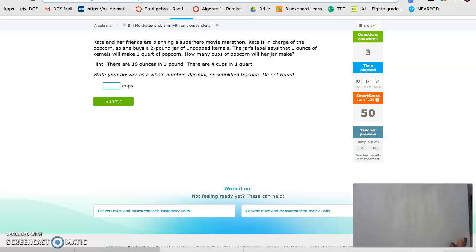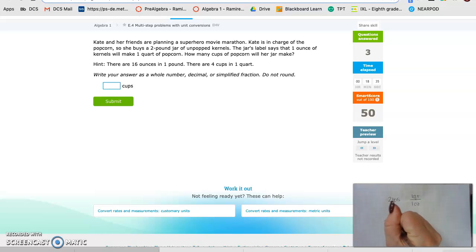Okay, so Kate and her friend are planning a superhero movie marathon. Kate is in charge of the popcorn, so she buys 2 pounds. The label says that 1 ounce of kernels, 1 ounce of the unpopped, which is what she has, will make 1 quart. So we're going to say 1 quart per every 1 ounce, or 1 ounce per every quart. How many cups will 2 pounds make?